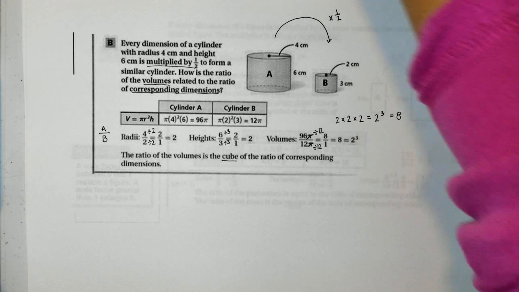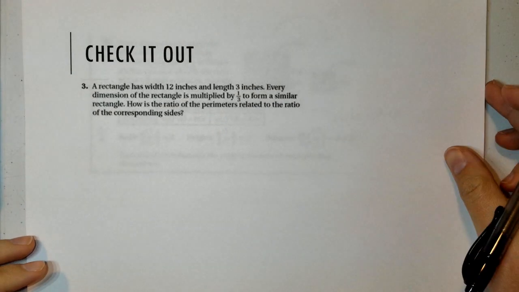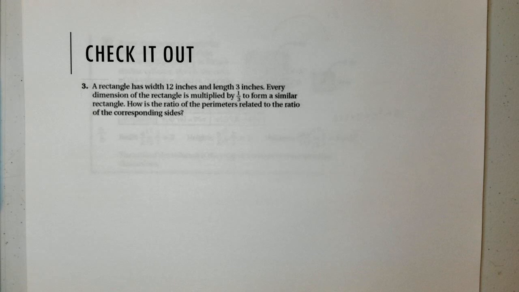There is a check it out problem for you to try. It says a rectangle has width 12 inches and length 3 inches. Every dimension of the rectangle is multiplied by 1/3 to form a similar rectangle. How is the ratio of the perimeters related to the ratio of the corresponding sides? So go ahead, pause the video, take a moment to answer this question on your own.